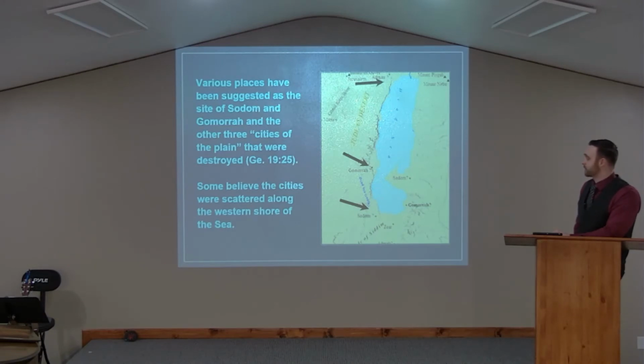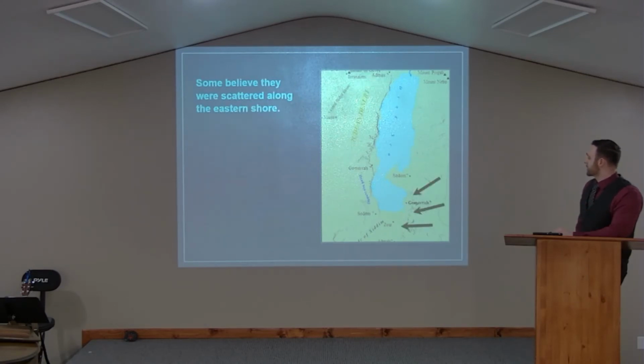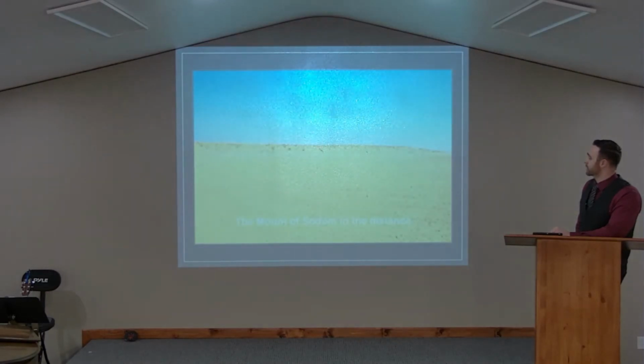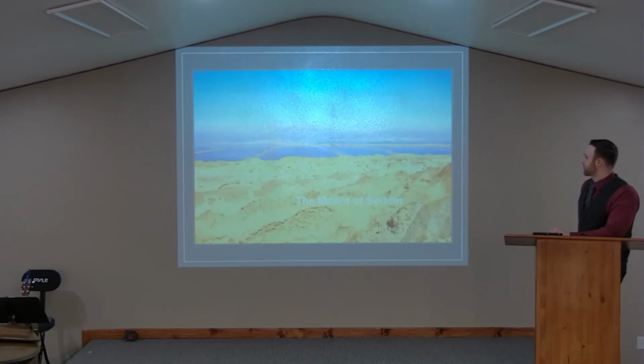Some people have thought that they were way down here at the bottom west side of the sea. Others have said that no, they're over here at the bottom east side. Others have said that they're actually now buried and submerged under the water. But we can tell from studying the Bible exactly where it really is. The Arabs even down here have a mountain called Mount Sodom. And it doesn't look like much of a mountain to me, but here's from up on top of it, out on the Dead Sea.